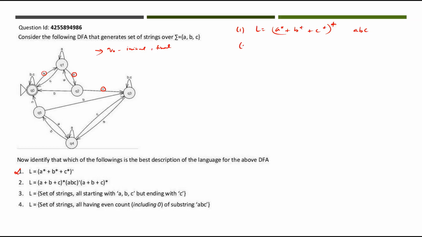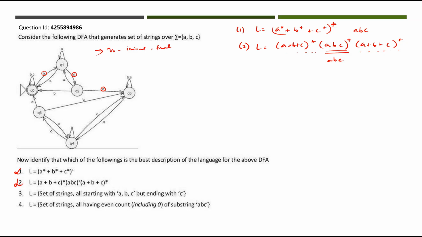Now let's take option 2. Language is equal to A plus B plus C, Kleene closure. Then we have A, B, C with the plus symbol here, and then A plus B plus C, Kleene closure. This can have 0 occurrence, this can have 0 occurrence, but this must have at least one occurrence, which states that the minimum string that can be generated will be ABC. We have already found that ABC will be rejected by this particular DFA. So now we can rule out even option 2.